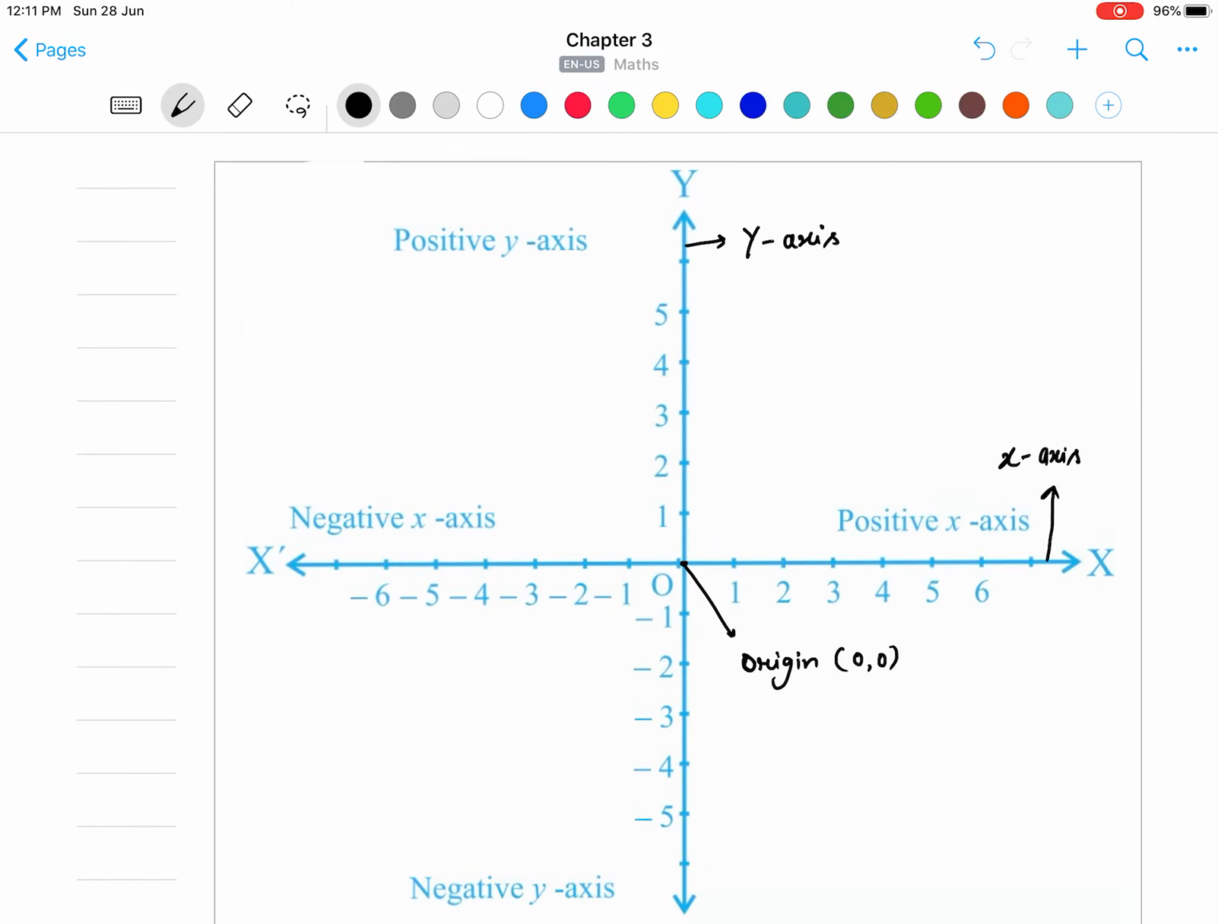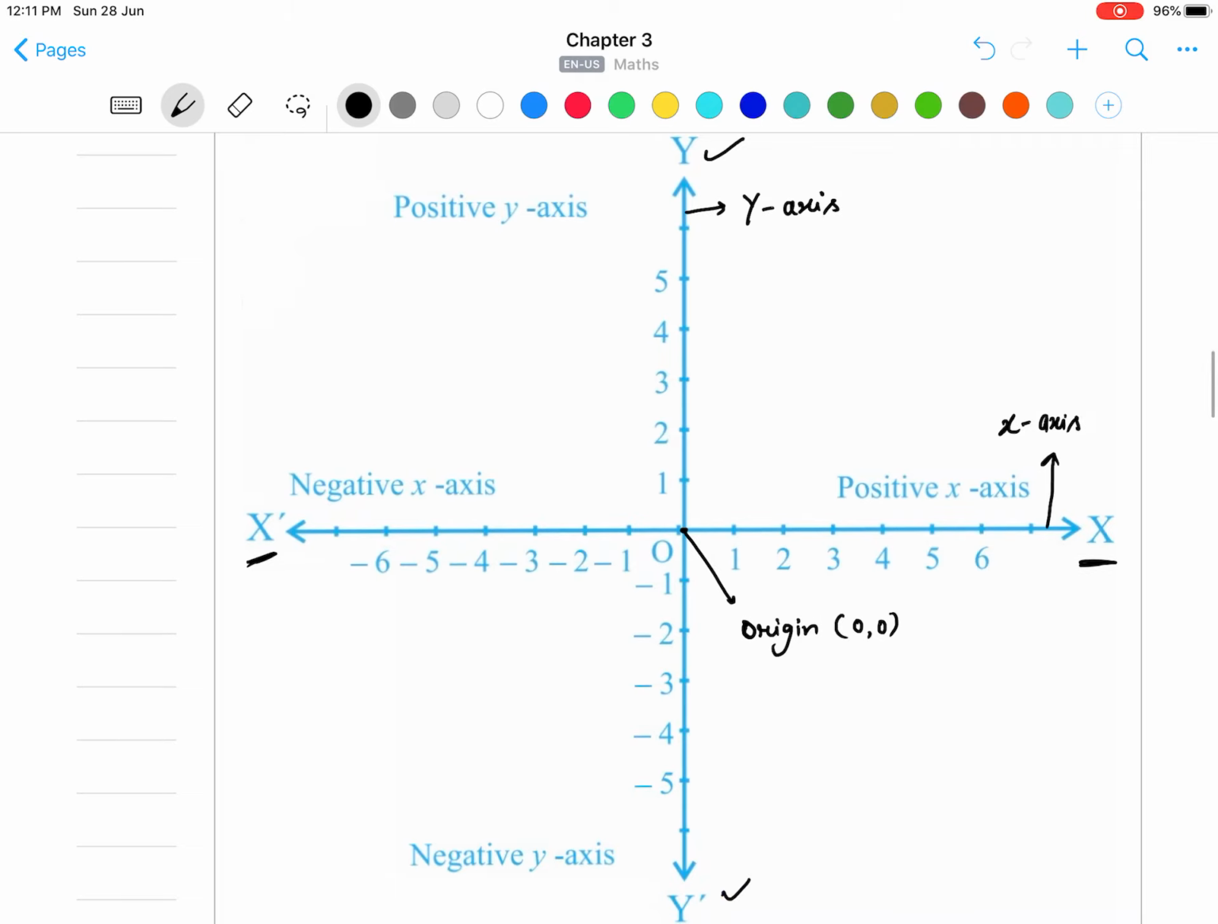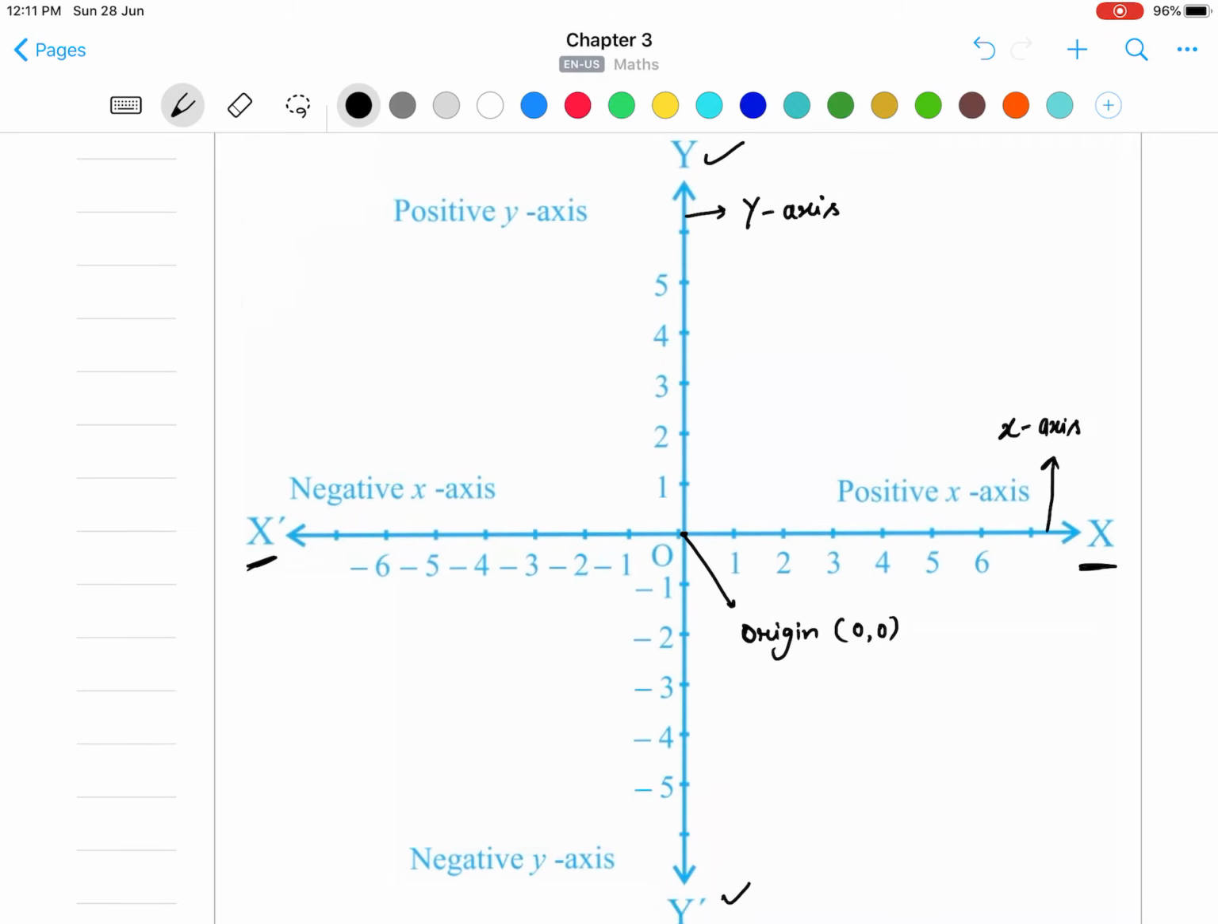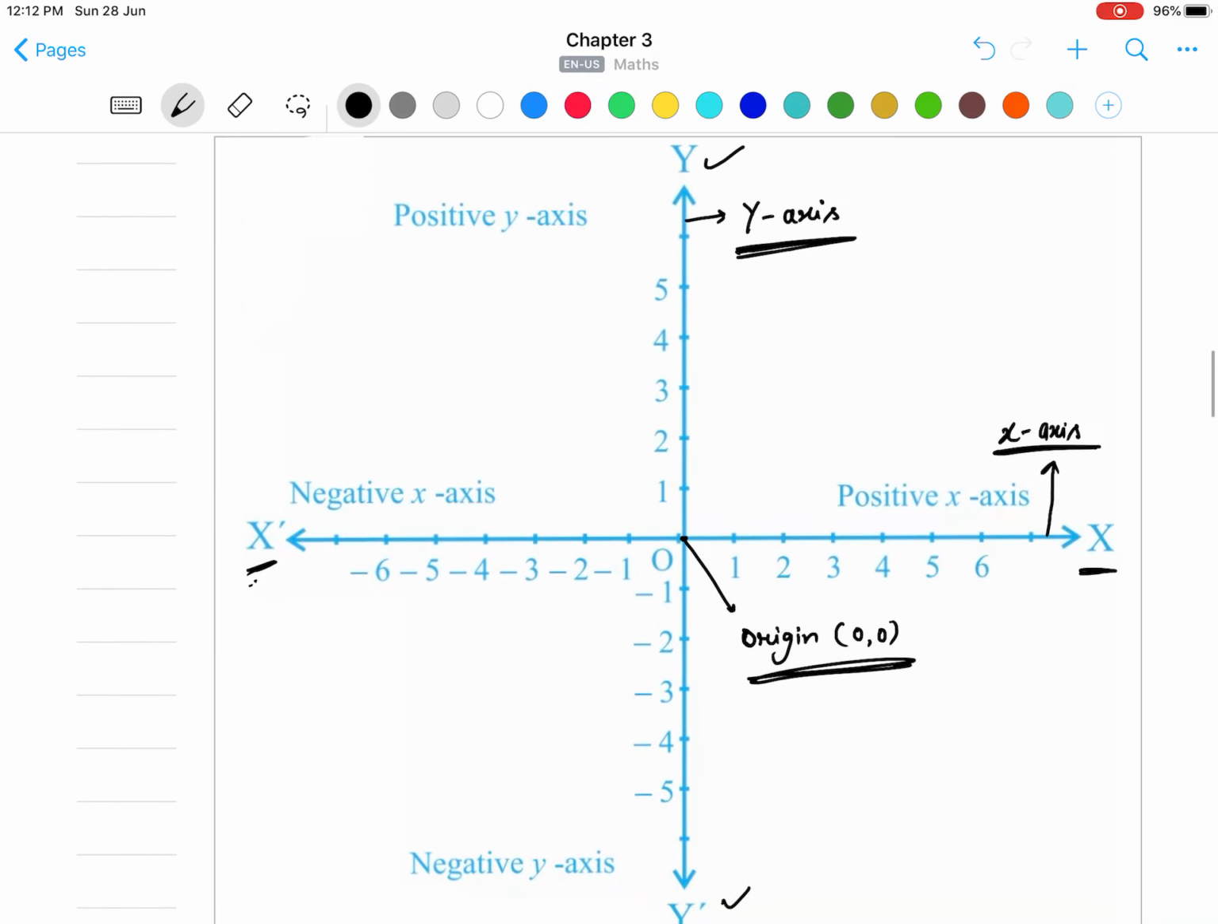Now you can see this is the x dash x axis, and this one is y and y dash. This line y and y dash is known as the y axis, while this x dash x is known as the x axis, and the point where the two lines intersect each other is called the origin O, and its coordinates are 0 and 0. That's how we got this xy plane or coordinate plane, which is given by René Descartes. That's why it's also known as the Cartesian system.